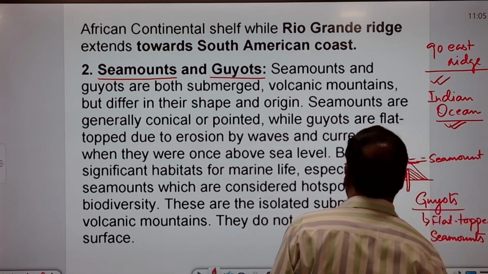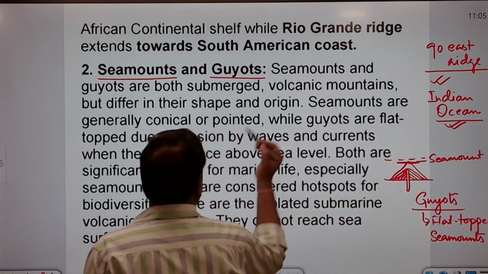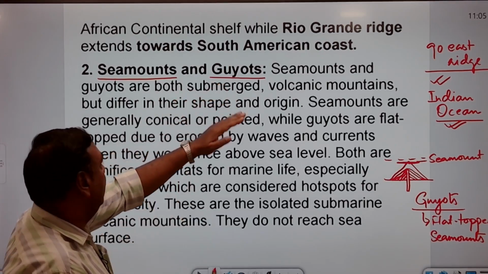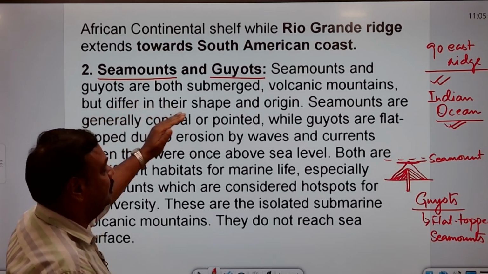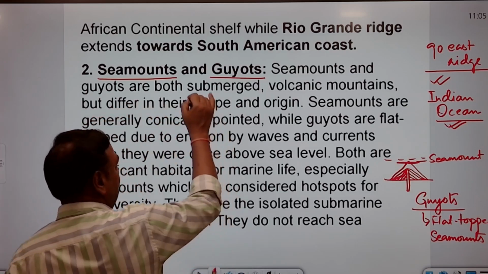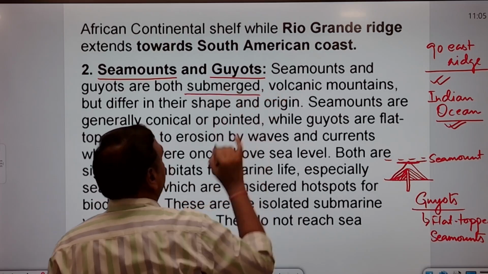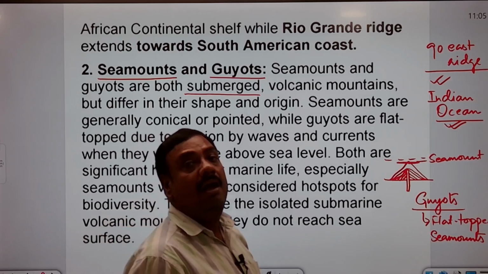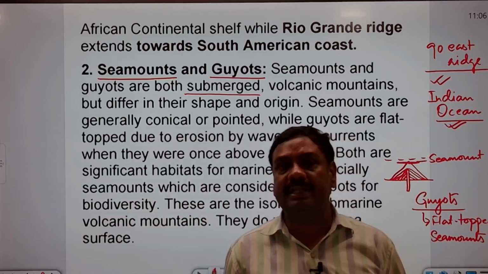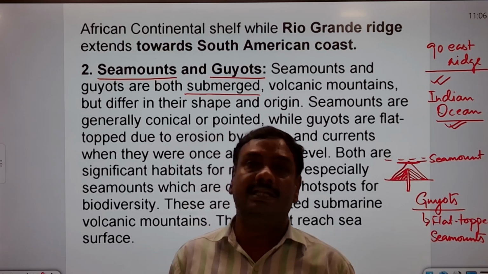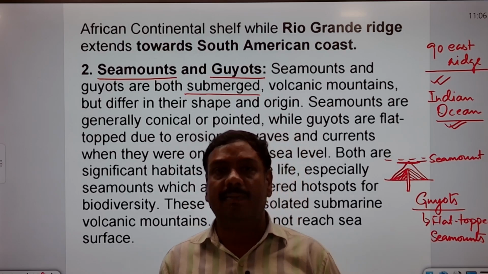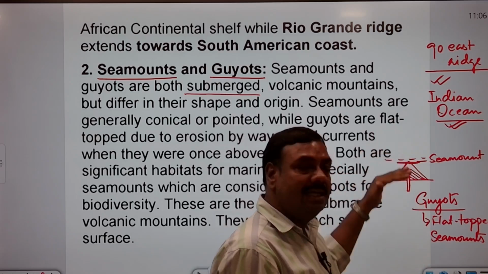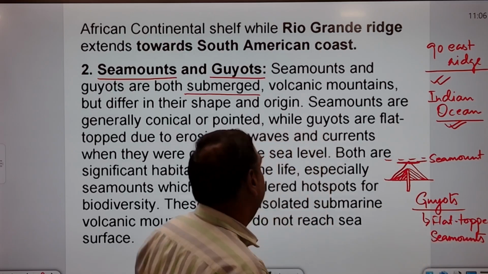So here we will see how guyots and seamounts are formed. Seamounts and guyots are both submerged volcanic mountains but differ in their shape and origin. First of all, submerged. That means seamounts and guyots are always found in the submerged form, beneath the sea level, right?